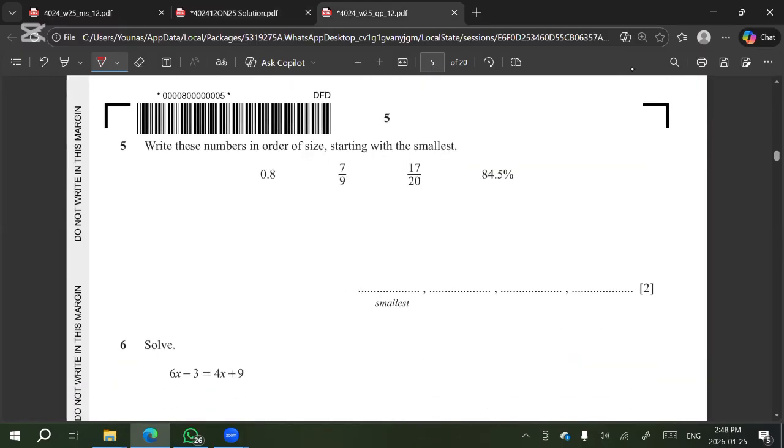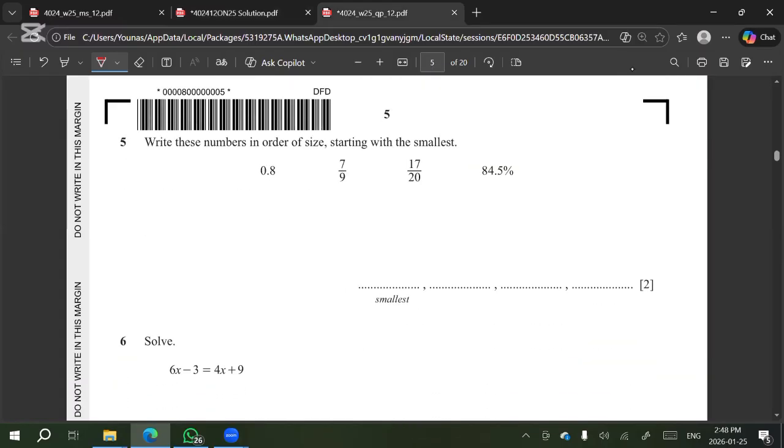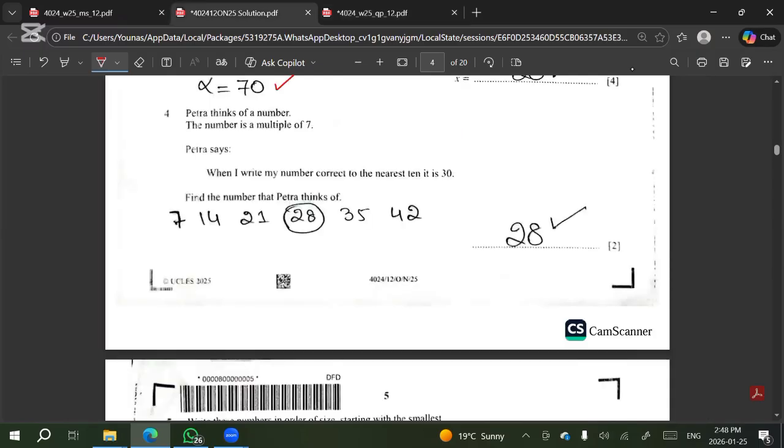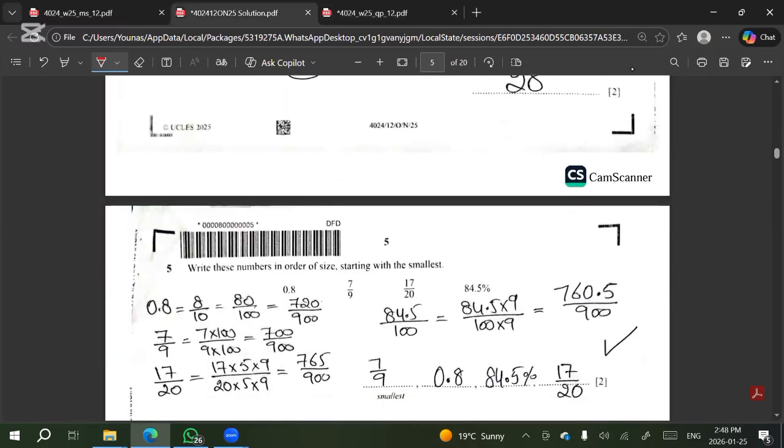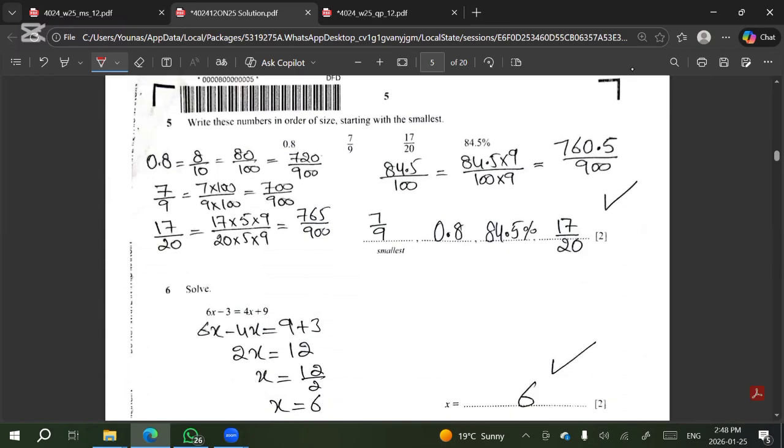The next question is question number 5. It says, write these numbers in order of size, starting with the smallest. So we need to write with the smallest number first. Okay. The technique with which I work on these questions is that I try to make their denominators the same. And then once the denominators are the same, I make the comparison.